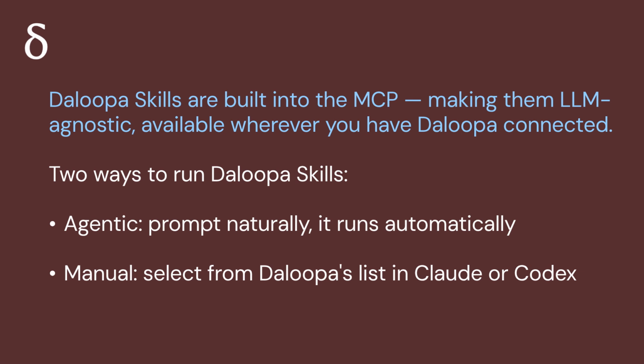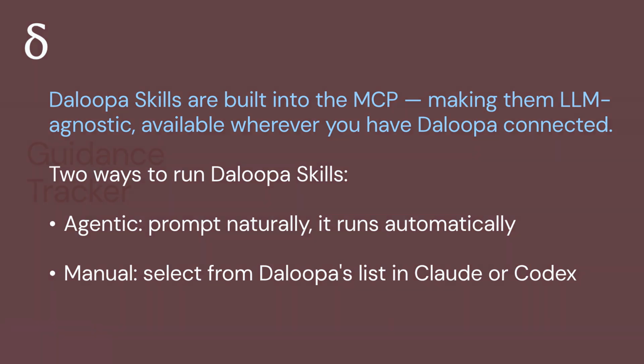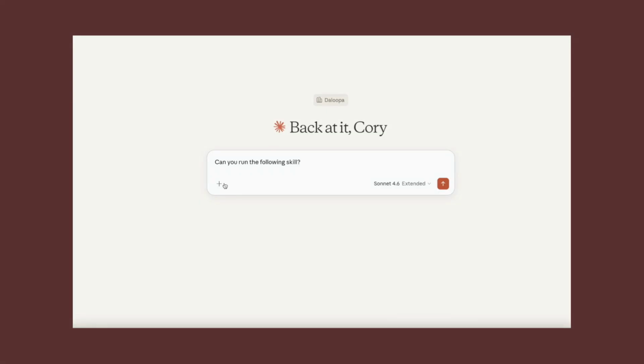The second is manually, which is specific to LLMs that have native MCP skills support, like Claude and Codex. In those tools, you can browse the Daloopa skills list directly and select the one you want to run. For the examples in this tutorial, we will be using Claude as the LLM so we can show both ways to run a skill. We will start with Guidance Tracker to show the manual way to leverage Daloopa skills in Claude and Codex. So right now we're in Claude.